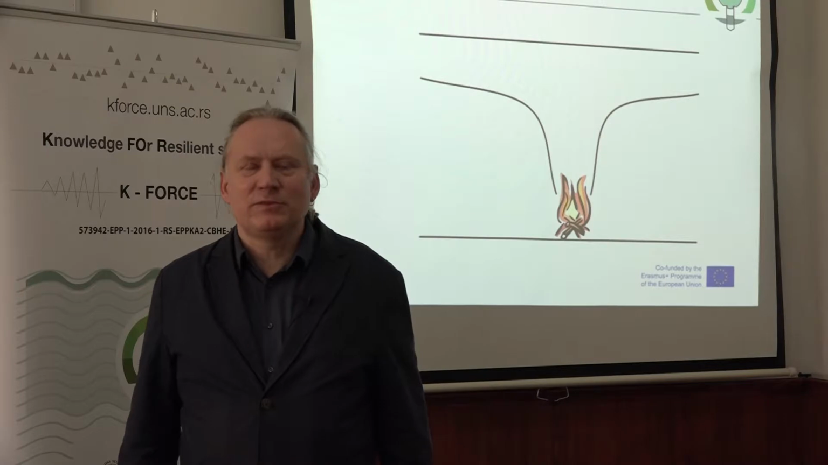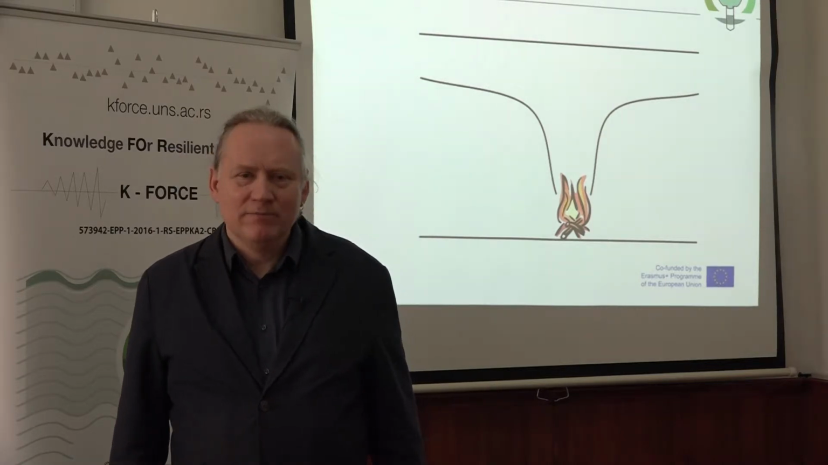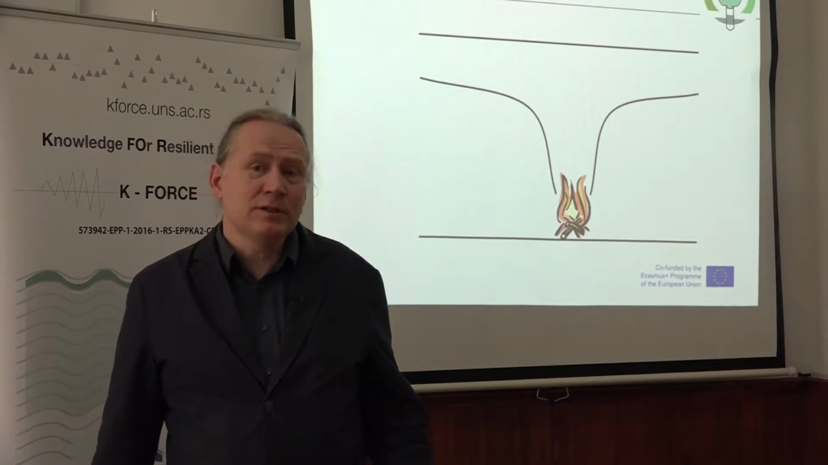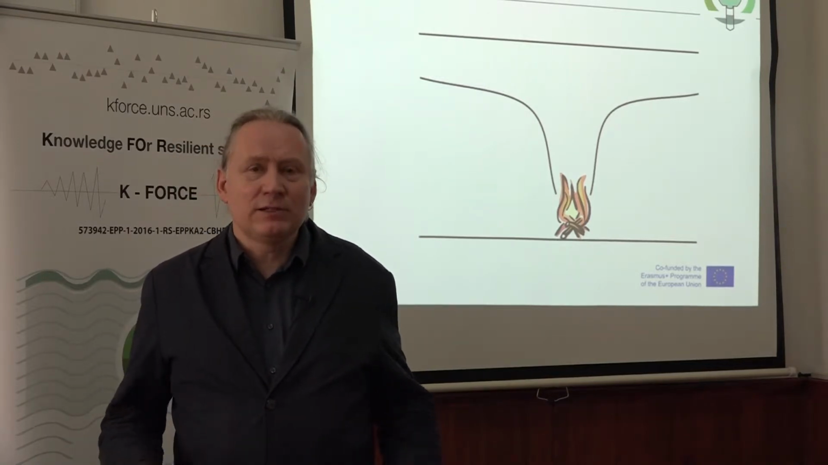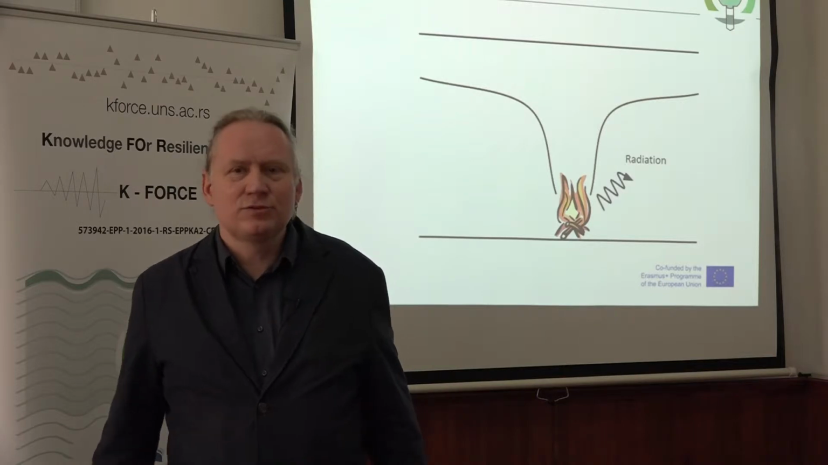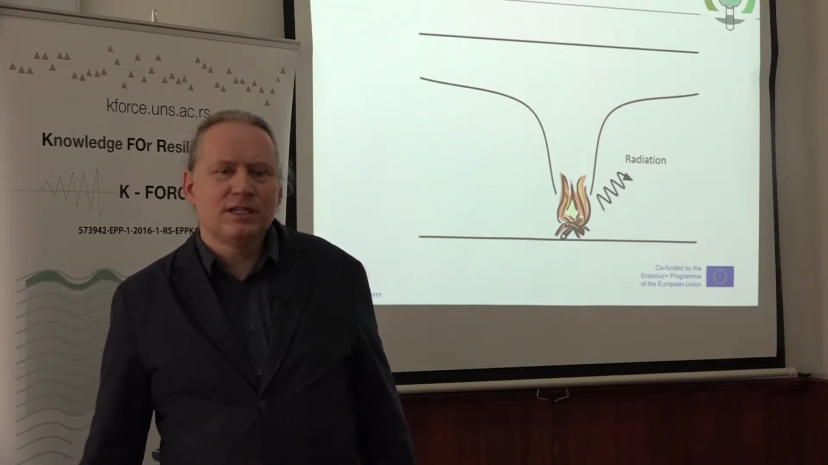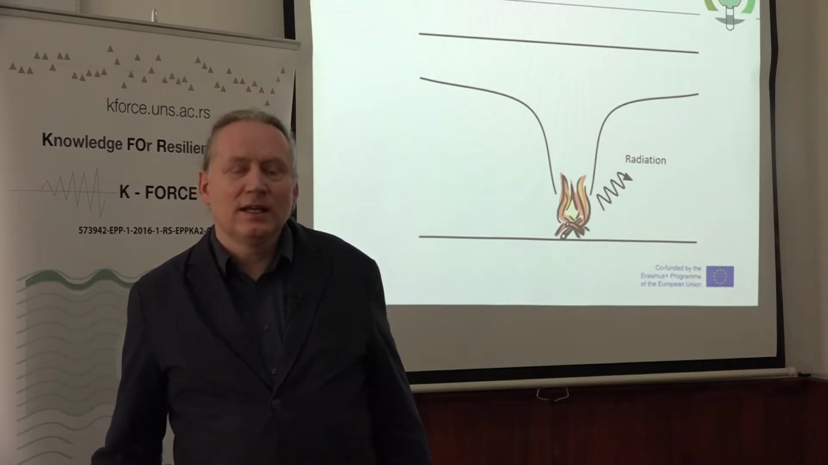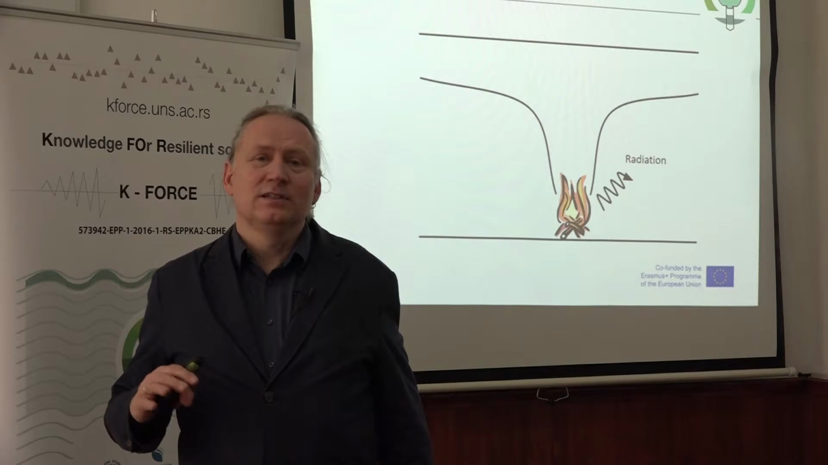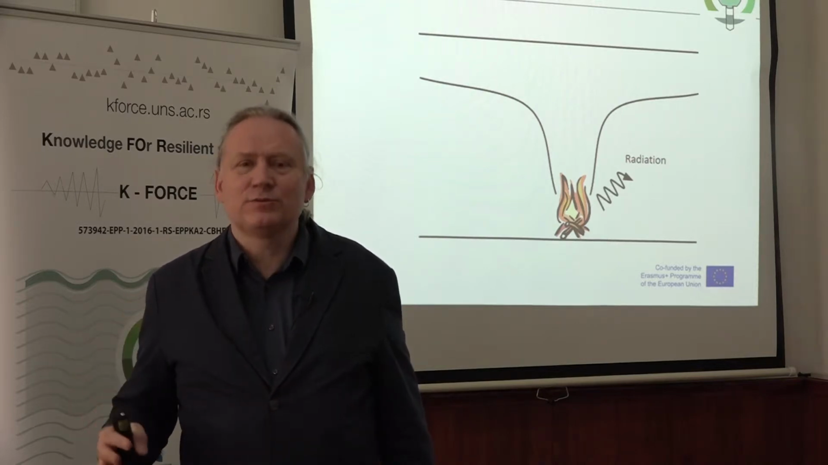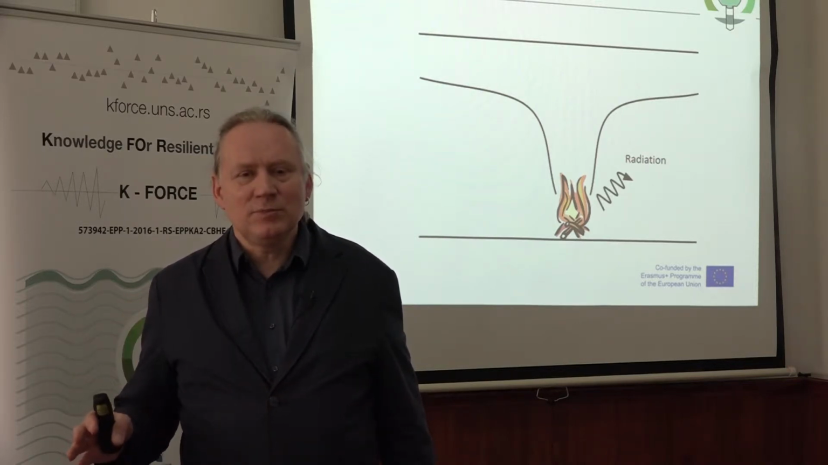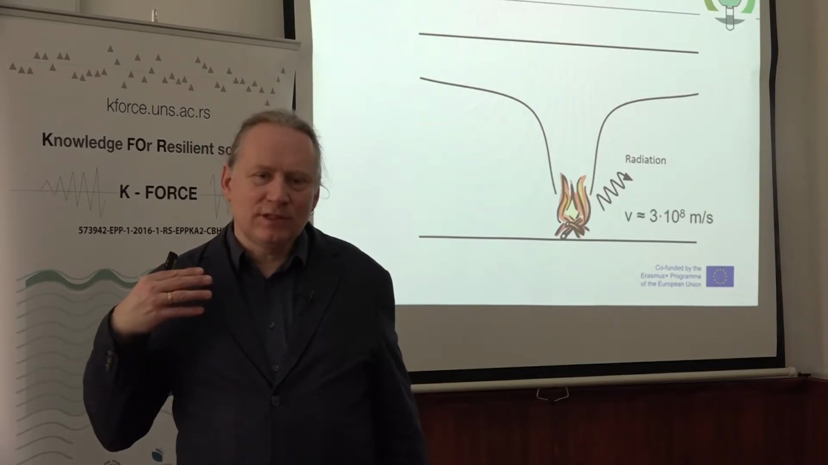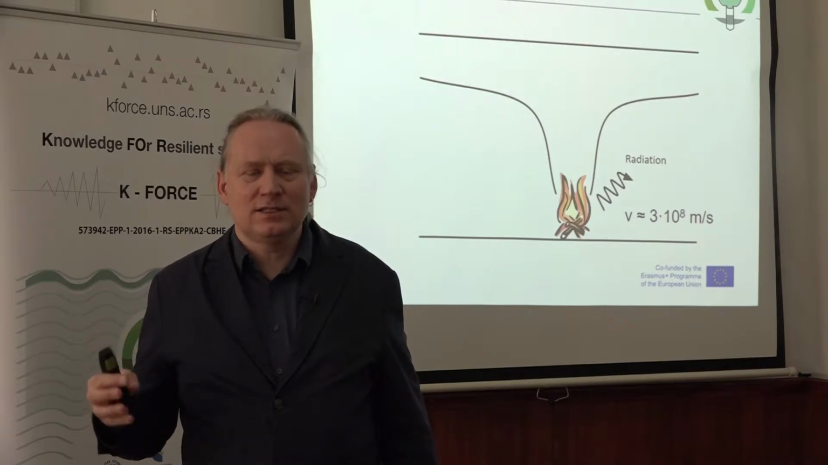A fire gives off different signatures. I will first start by talking about radiation, because every object which is hot will give out radiation. This is illustrated on these slides. You see the radiation coming from the flame. You get different kinds of radiation. And this radiation travels very fast because it travels with the speed of light. So it means that if you can detect it, you can do a really fast detection.